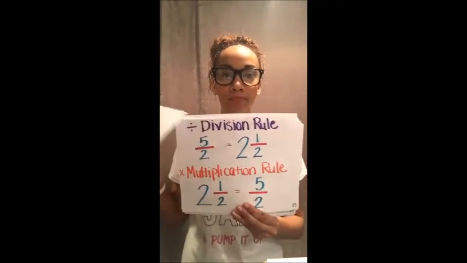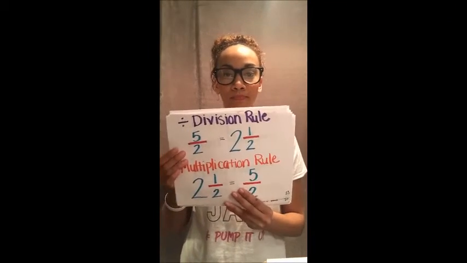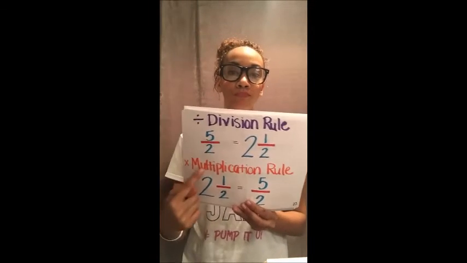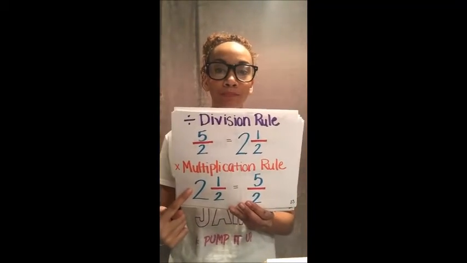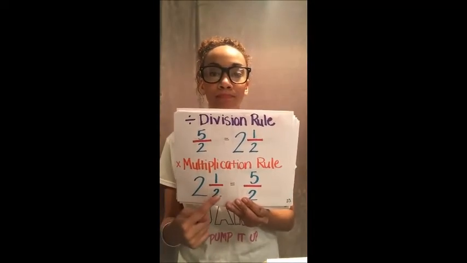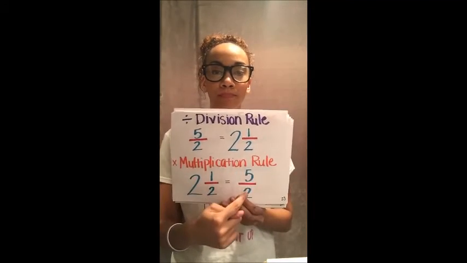Using the division rule, we divided 5 by 2 to get 2 and 1 half, which is a mixed number. And using the multiplication rule, we went the other way by multiplying the whole number 2 by our denominator and adding our numerator to get 5 halves.